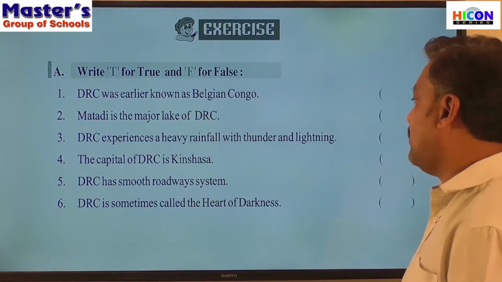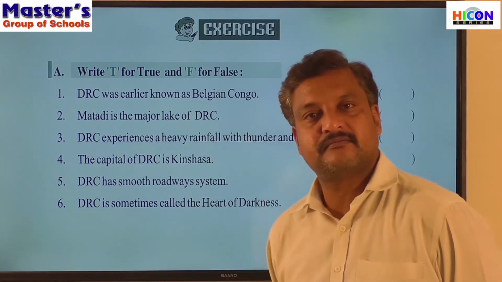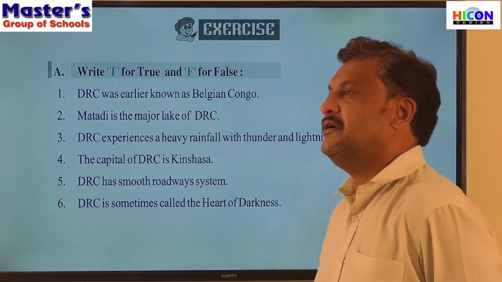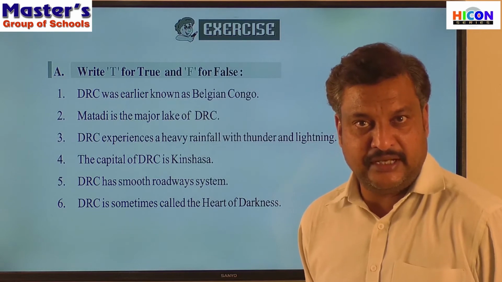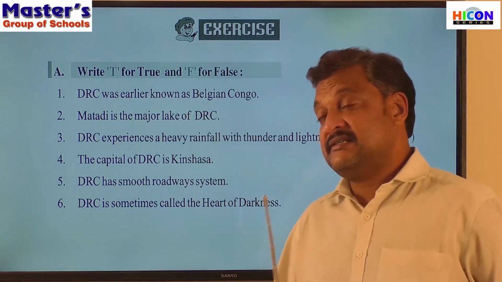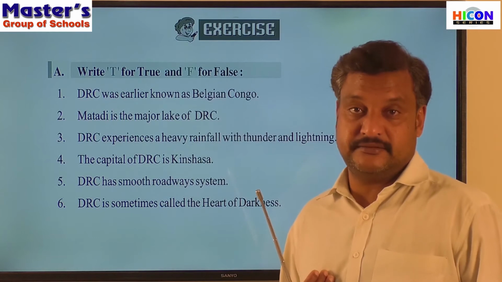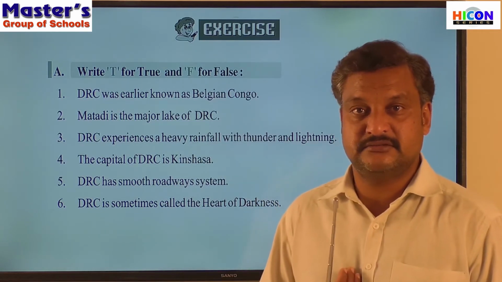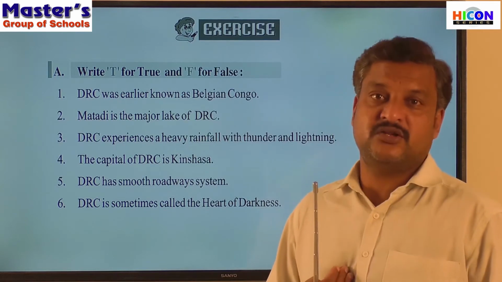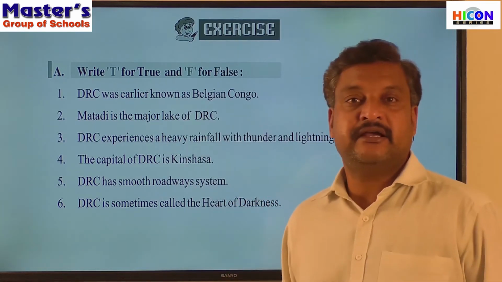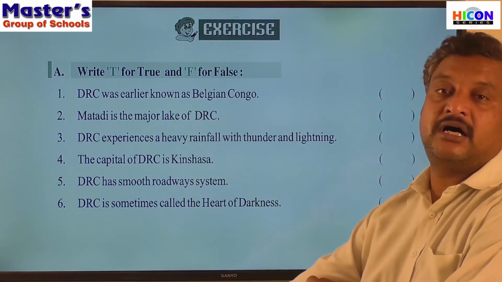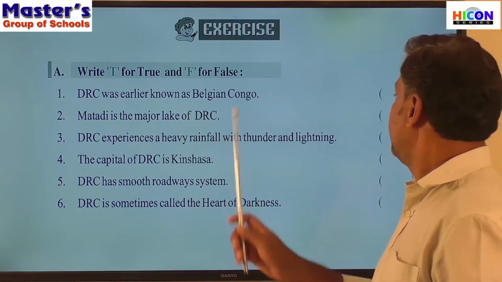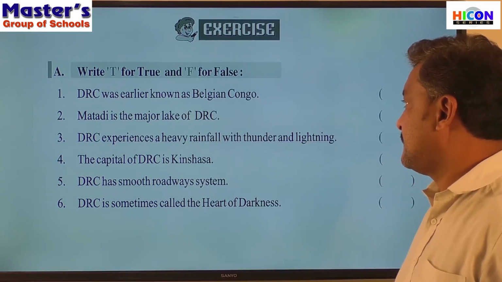DRC is sometimes called the heart of darkness. Yes. Africa is a continent which is known as the dark continent, and DRC lies on the central western side. It's a place where our heart is located, and that is why DRC is often called the heart of darkness. That is a true statement. Right? So now we'll check it with the answers.